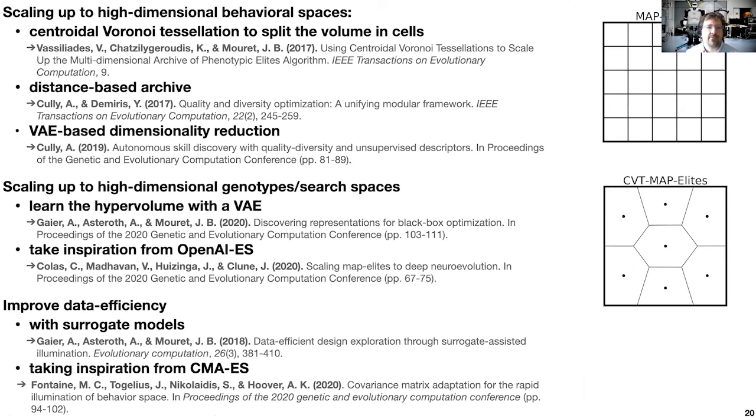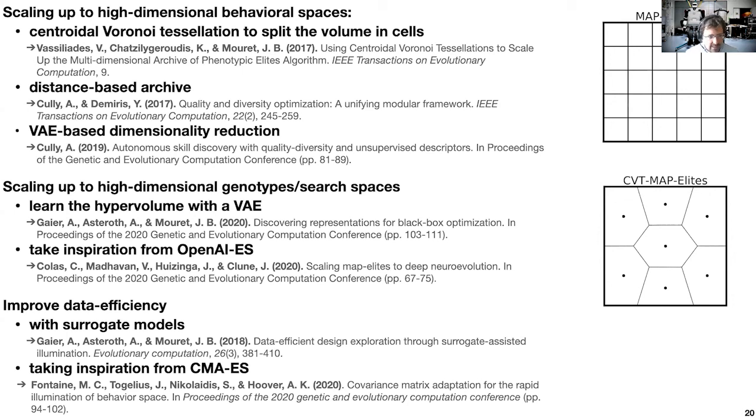We can scale up to high-dimensional behavior spaces. So instead of having a grid, we can divide the space with a centroidal Voronoi tessellation. That's essentially a computer graphics way of splitting a high-dimensional volume into cells of equal volume. And we can use this as a grid. We can use a distance-based archive. We can also try to use variational autoencoders to reduce the dimensionality of the behavior space.